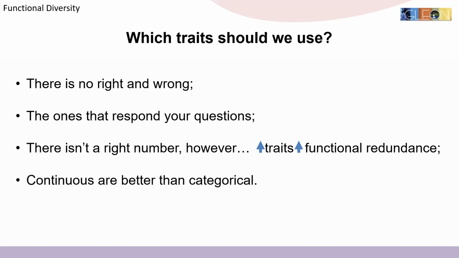There isn't also a right number of traits. We are going to see that we need to have more species than traits in a community, in a sample, to run the indexes. But there isn't a right number, whether you like 5, 6, or 10. But we need to keep in mind that the more traits we have, we are also going to increase the probability of having functional redundancy. Because some traits can be correlated.